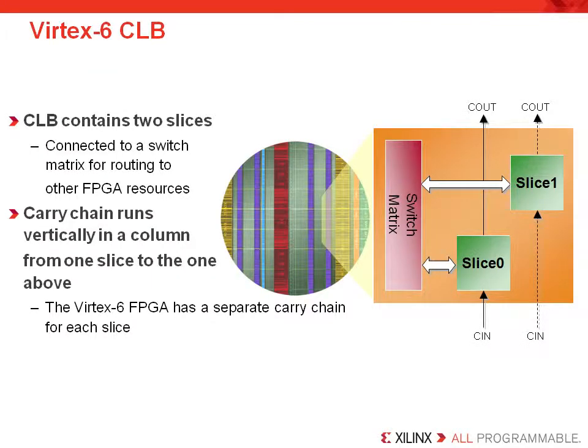All Xilinx FPGAs contain essentially the same basic logic resources. Slices, which are grouped into configurable logic blocks, or CLBs, contain combinatorial logic and register resources. As you can see from this picture, there are a lot of CLBs on this die, while each device family is offered with a different number of CLBs.